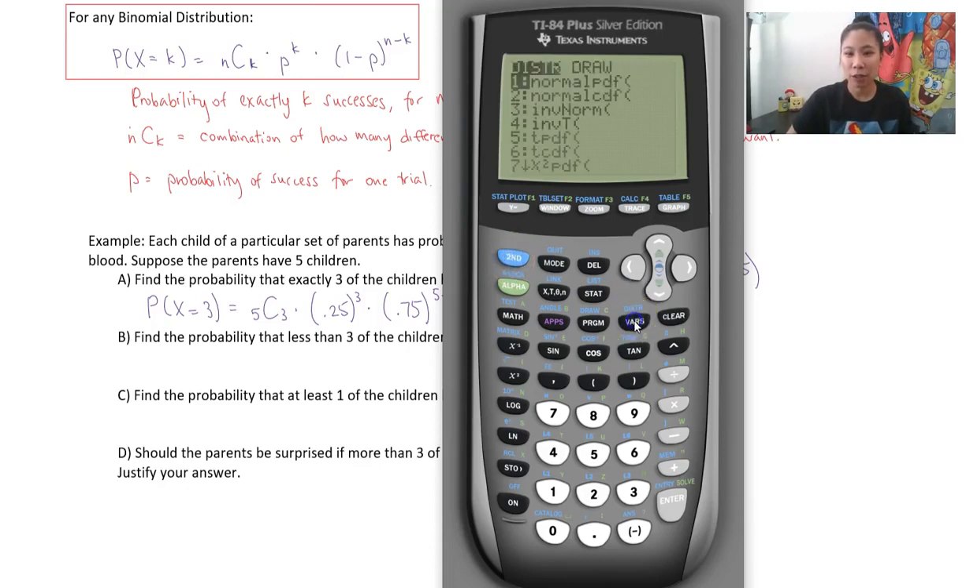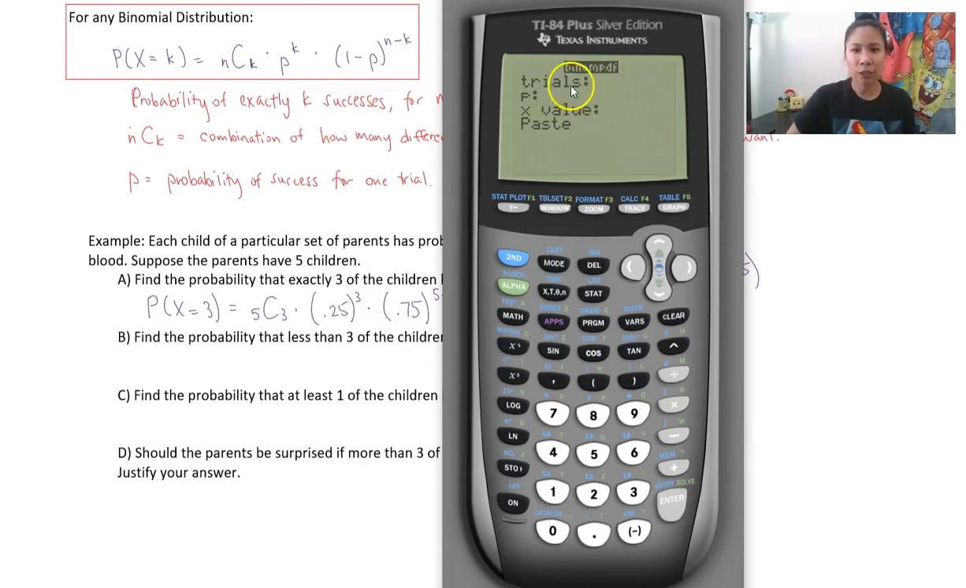So you're going to go 2nd, VARS, and then if you scroll all the way down, you'll see binompdf. So binom obviously just stands for binomial. These two functions also show you what the difference is between them, but for right now we're going to look at binompdf. So when you hit enter, if you have the updated version of the calculator, it'll give you this menu. If you don't, then it'll just bring you back to the main screen with binompdf and the parentheses. And then these are the things that it wants you to type in, separated by commas.